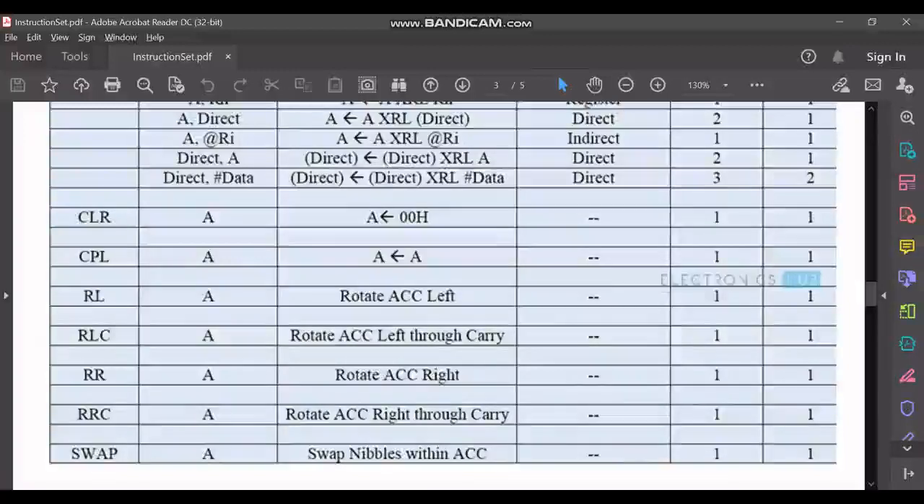The rightmost bit, the 0th bit, will go to the 7th bit, and each of the bits will be rotated one bit to the right. Whereas RRC A means the rightmost bit will come to the carry, then the carry will go to the leftmost bit. Similar is the case with RL A and RLC A. I'll just show you an example of how it is working.